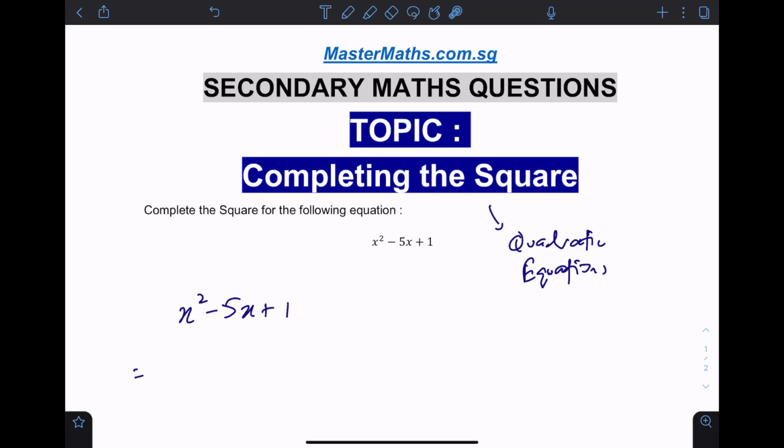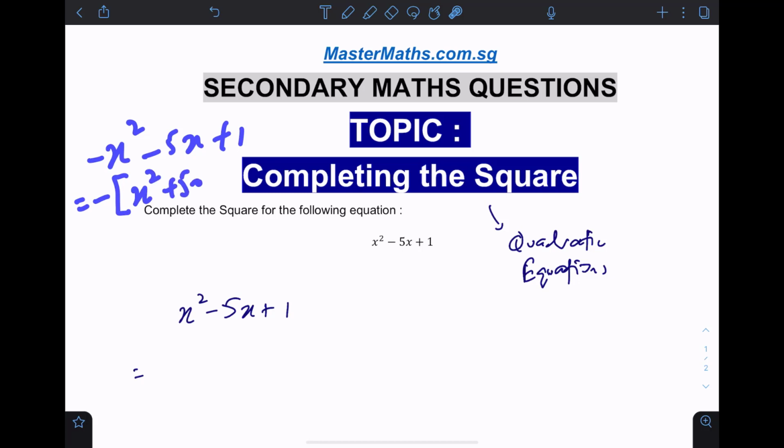So the first step is to ensure that x squared has a coefficient of 1, which is indeed true in this case. Otherwise, you will need to factorize. Let's say, for example, it's negative x squared minus 5x plus 1, right? There, the first step is to take out the negative, and only then you will do CTS to this. Now, that is another example on CTS, completing the square, that we'll cover in future tutorials.